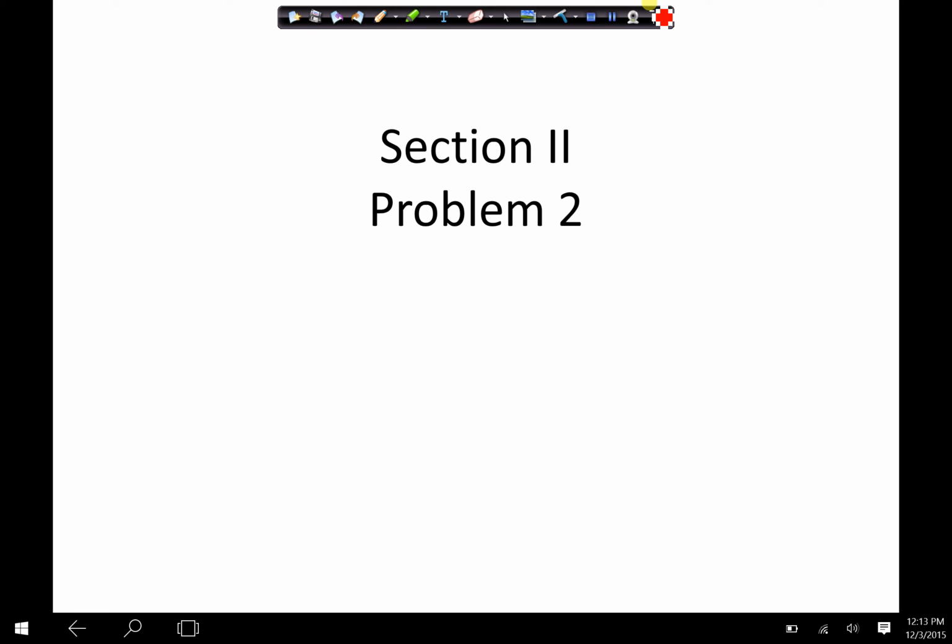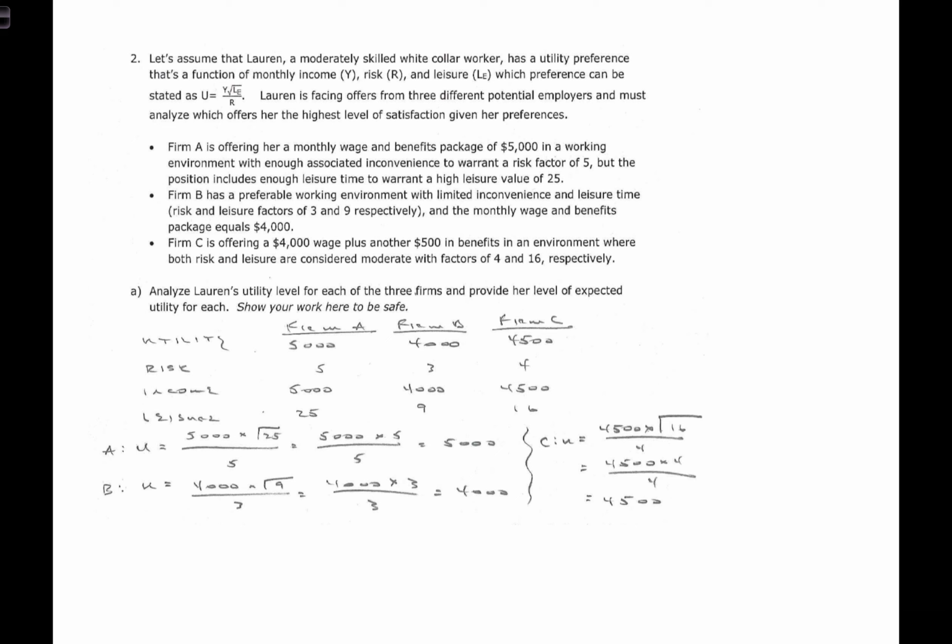In this video segment, we're going to look at Section 2, Problem 2. In this problem, we have Lauren, a moderately skilled white-collar worker, so administrative, somehow not a manual laborer. Lauren has a utility preference, a function of monthly income, some risk, and some leisure. Her utility preference can be expressed with this equation, U equals Y times the square root of leisure divided by R, or income times the square root of leisure divided by risk. And this would be Lauren's utility curve.